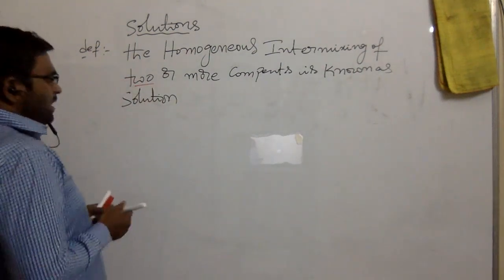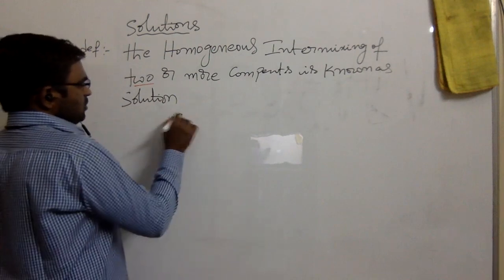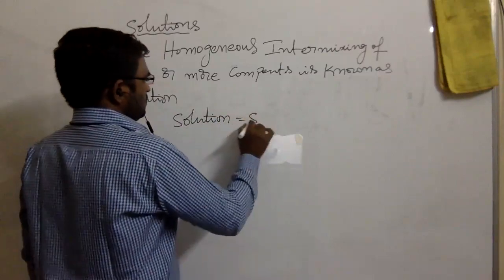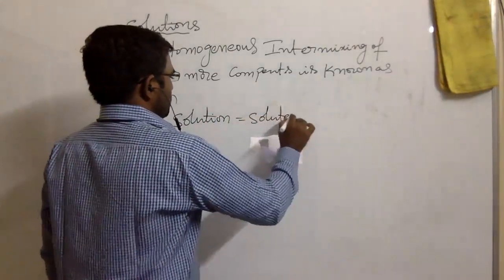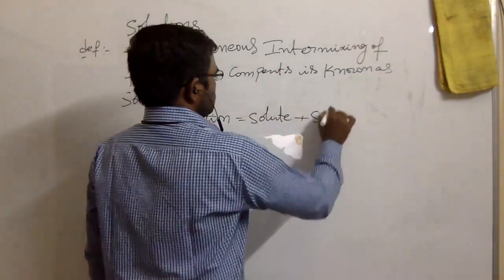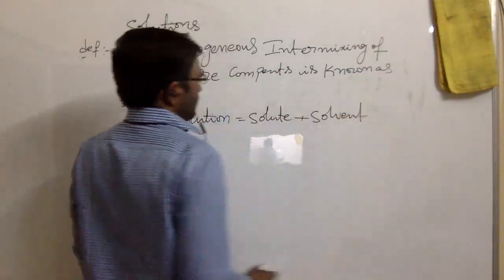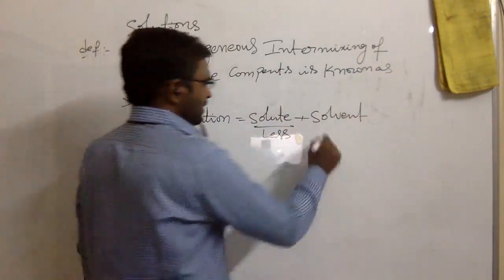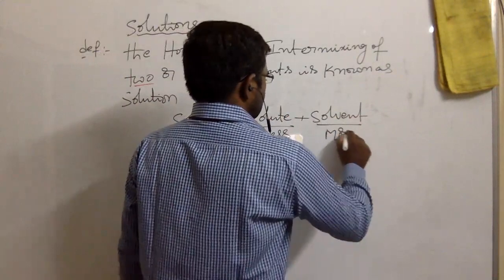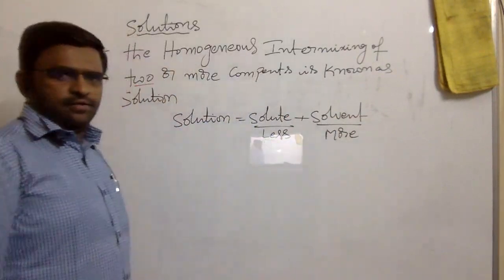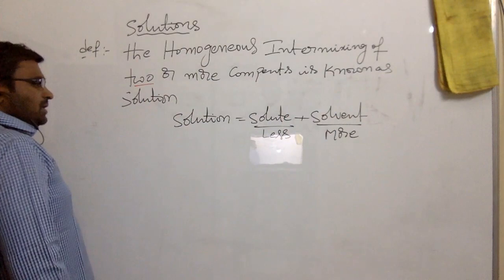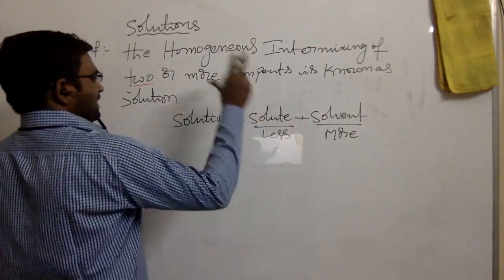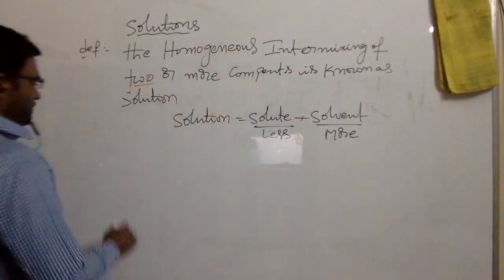Next one, the relative amount of substance present in a solution. The solution is equal to the sum of the solute and the solvent. Here the lesser portion of substance is known as solute and the larger quantity of substance is known as solvent. Next, an important concept from the numerical point of view: we calculate the concentration of solution.